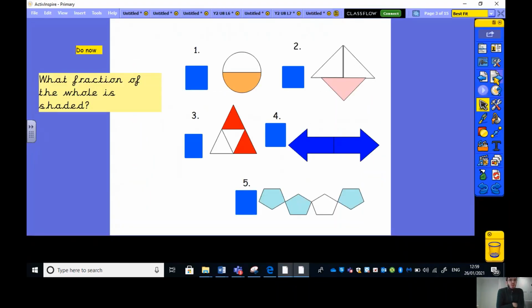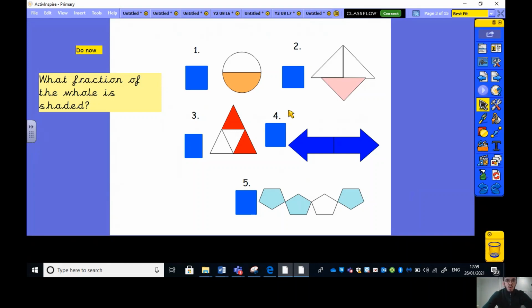So I would like you to pause the video, please. Then on your piece of paper with your pen, can you say what fraction has been shaded in each shape? We have question 1, 2, 3, 4, and 5. What fraction has been shaded in? Once again, pause the video and unpause when you have finished. Well done. Let's go through the answers now.